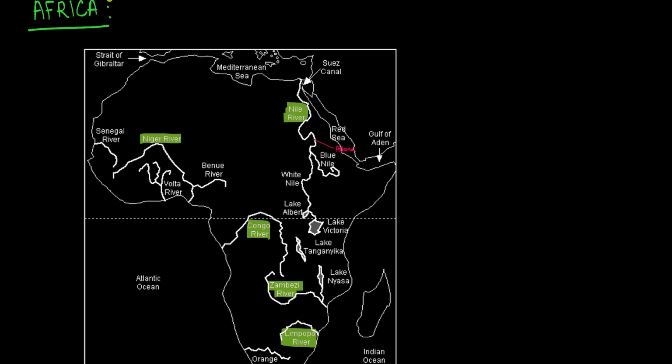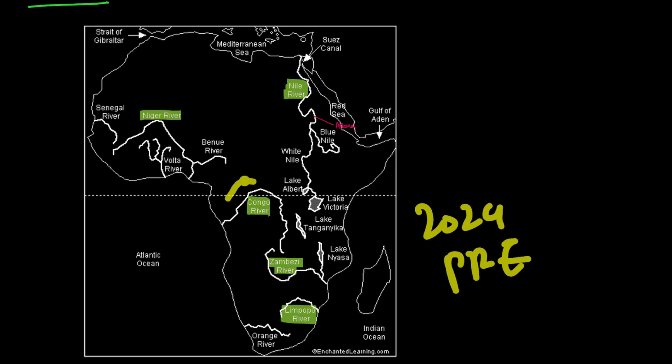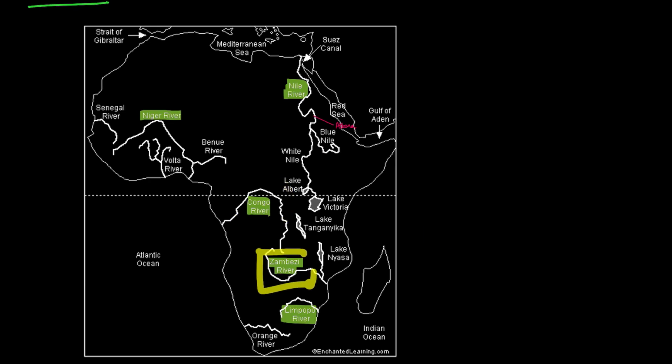Moving on to the continent of Africa. So these are the major rivers in Africa. First is the Niger, then the Nile River, which is the longest in the world, then the Congo River Basin, which was asked in the previous year's prelims, the 2024 prelims. Then the Zambezi River and the Limpopo River. Now Zambezi is basically between Zambia and Zimbabwe.